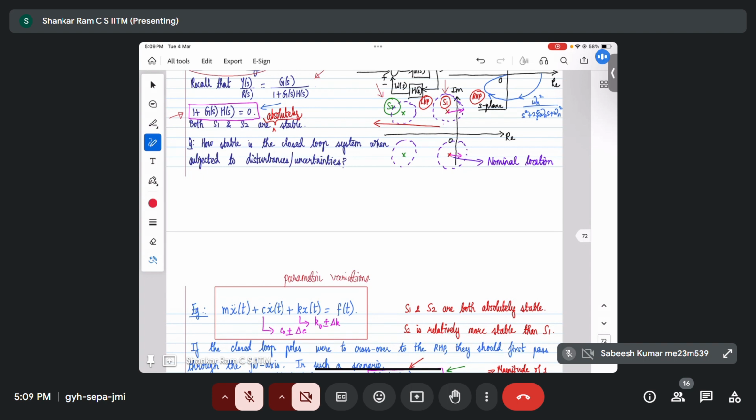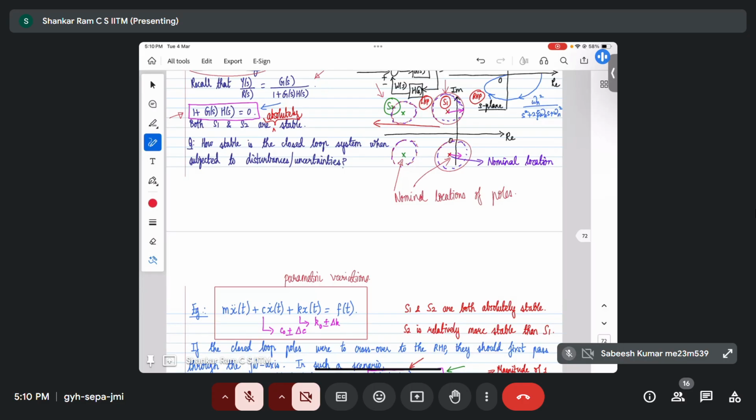happen that the poles in the lifetime of a system may be in a region around the nominal location. So these are the nominal locations of the poles. But then with time, due to unmodeled dynamics, parametric uncertainties, or disturbances that may come in, we may have a band around this nominal value in which the pole may lie. And this band depends on the system.